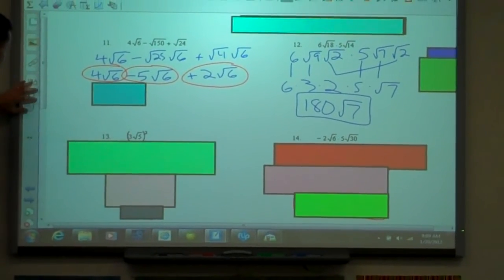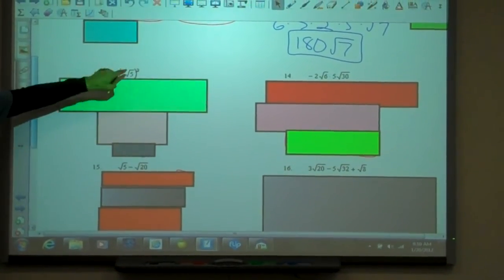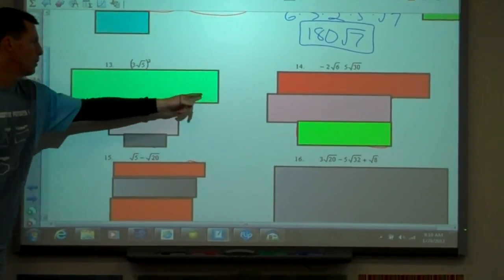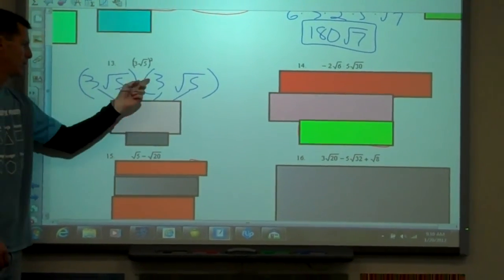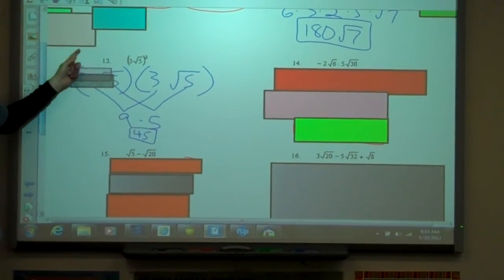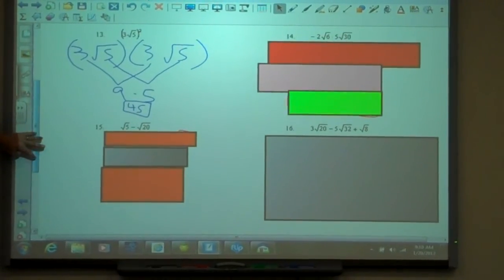Okay, let's see. Are there any others that we need to worry about? This is a good one to look at. Everything's being squared. So think of the 3 being squared and the root 5 being squared, which would be, like, one way would be to write it out like this. 3 outies with outies, innies with innies. You get 45.